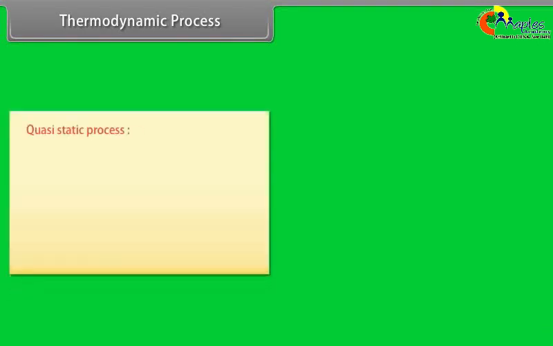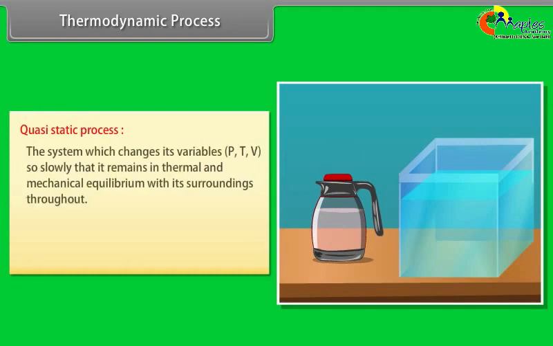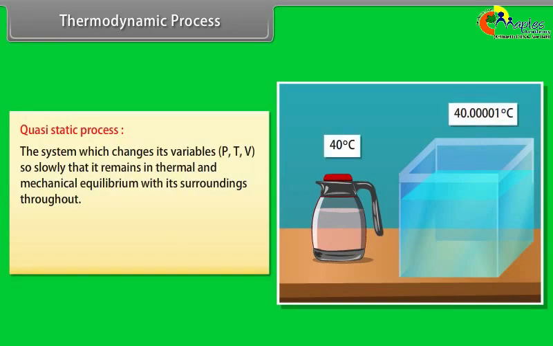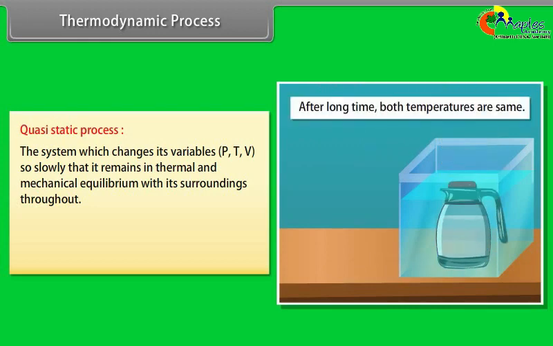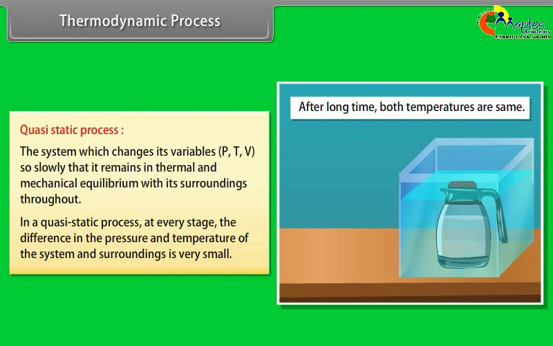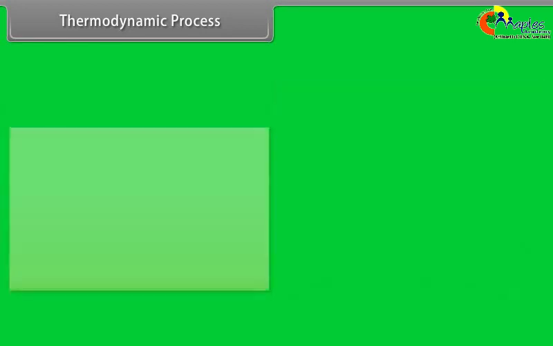Thermodynamic process. Quasi-static process. The system which changes its variables so slowly that it remains in thermal and mechanical equilibrium with its surroundings throughout. In a quasi-static process, at every stage, the difference in the pressure and temperature of the system and surroundings is very small.